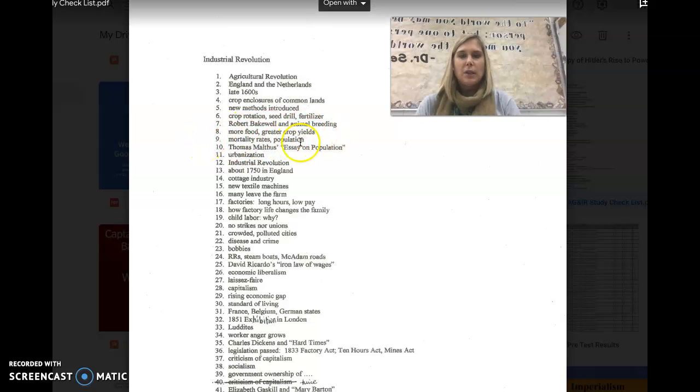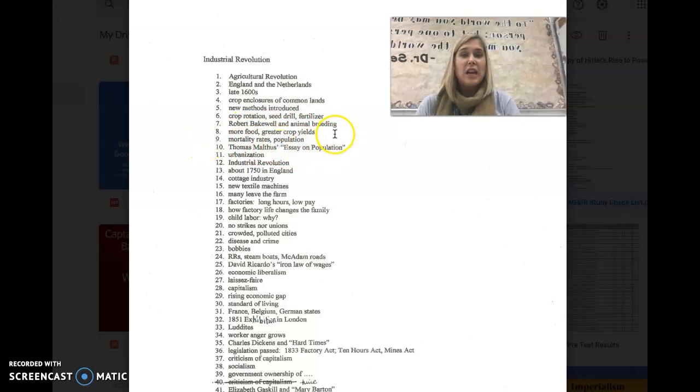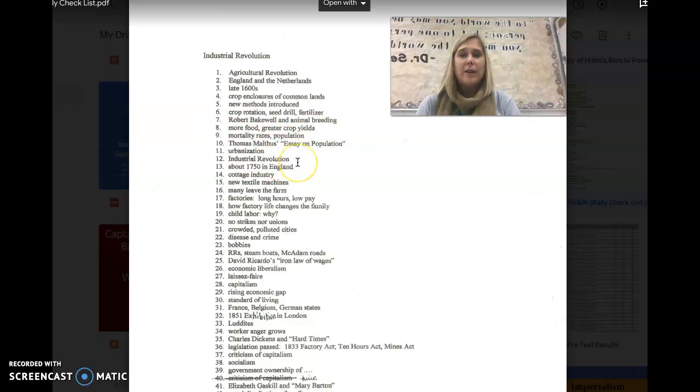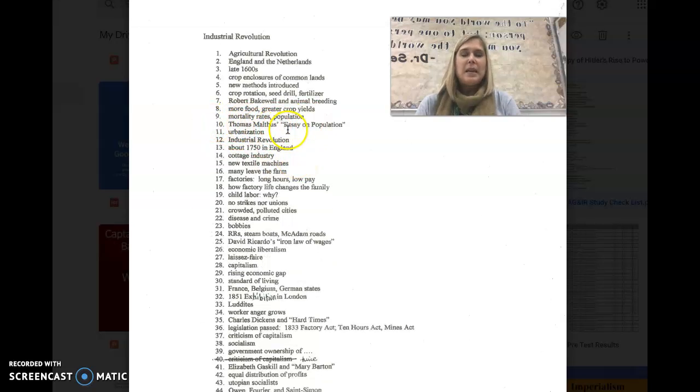Y'all can go back in your notes and look over those population increases and what's happening with mortality rates. That should be easy for you to look back with Malthus' essay on population. Urbanization, we did a whole section of your notes on that.